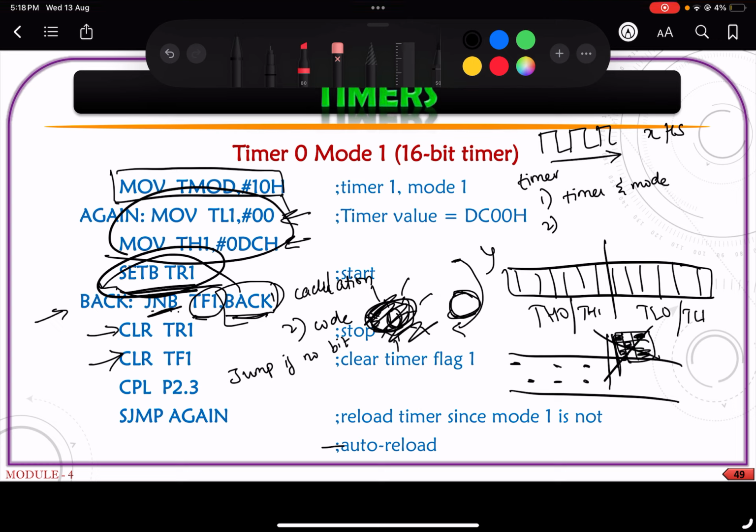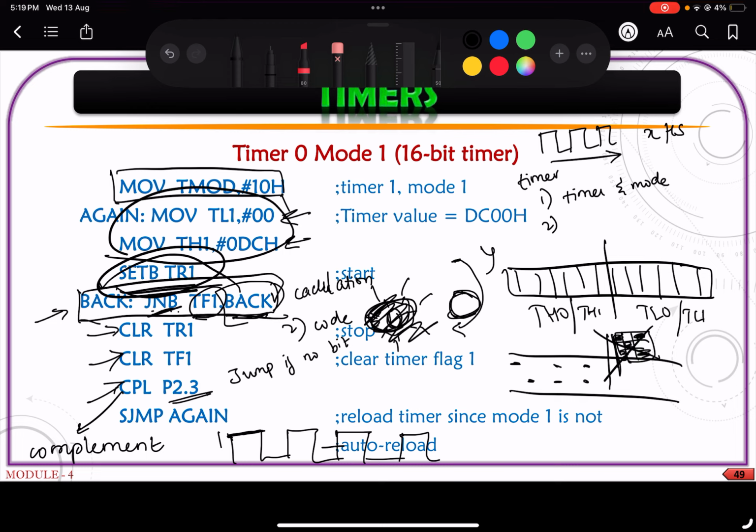Then I will do CPL P2.3. Basically, in the question, they have told you that they want a square wave, and the square wave needs to be generated at P2.3. What does CPL do? It's complement. So whatever value P2.3 is, suppose P2.3 was initially 1, that value is going to be held till when? Till the timer is doing its work. So that value is going to be held. Now, once the timer has finished its work, you do these two things, then you complement it. So you make it 0.